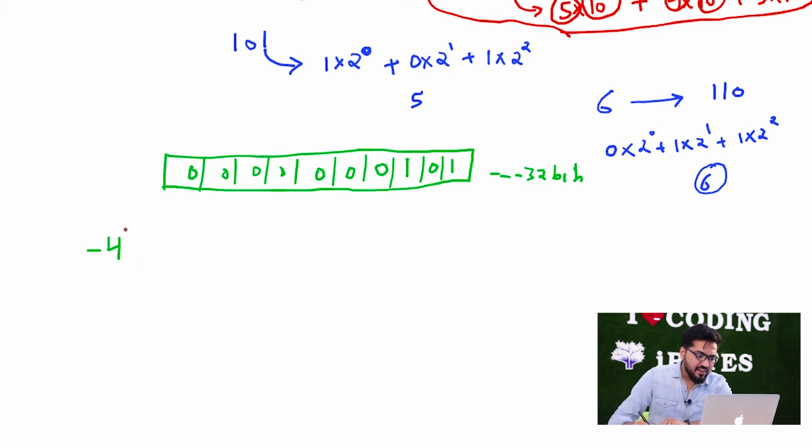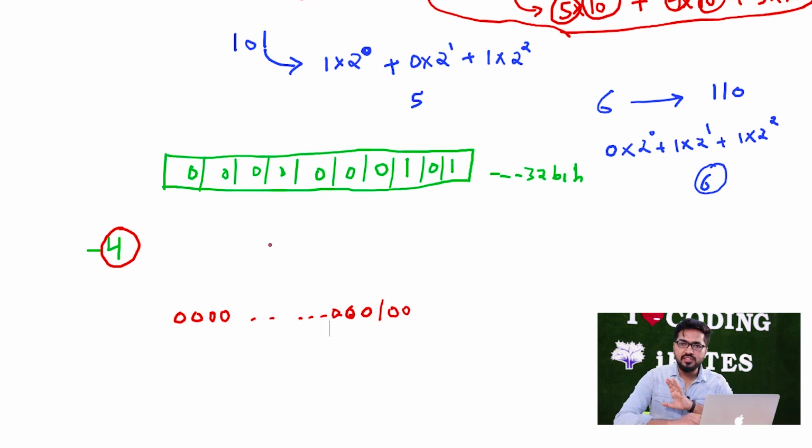First we have to find the corresponding binary value of 4. That is going to be 0, 0, 0, 0 and so on, and at the end it is going to be 1, 0, 0. All the rest are zeros. So this is 4. The first step for finding minus 4 is to find the binary value of 4.